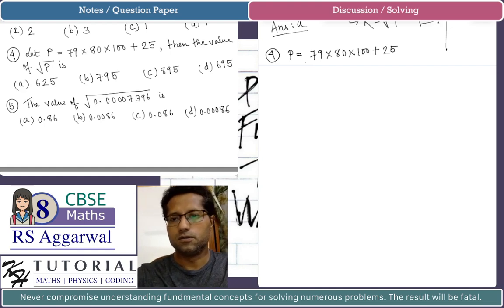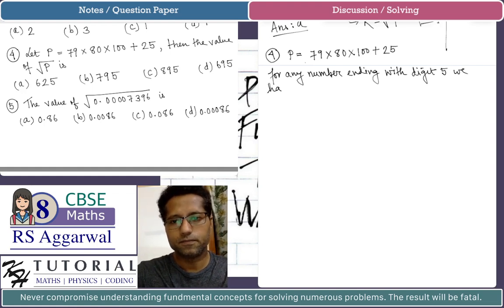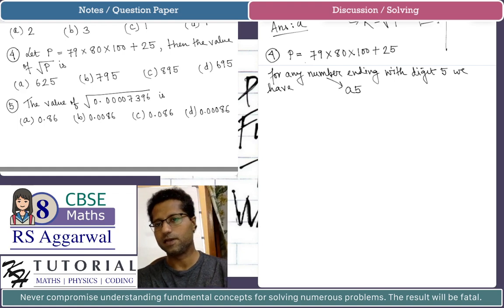Now, the concept is, we know that for any number ending with digit 5, let's say the number is of the form A5, where the 5 is the ending digit, and A is a natural number which can have multiple digits, 1 or 2 or 3 or 4.